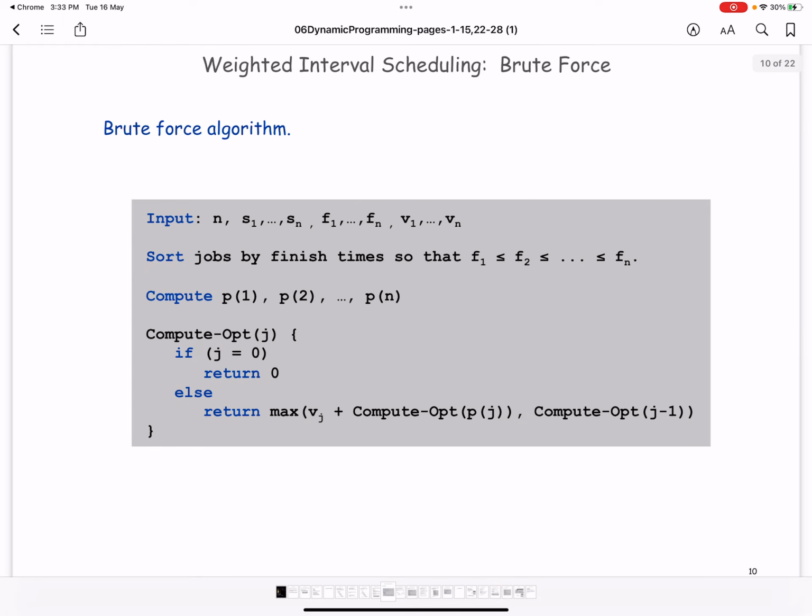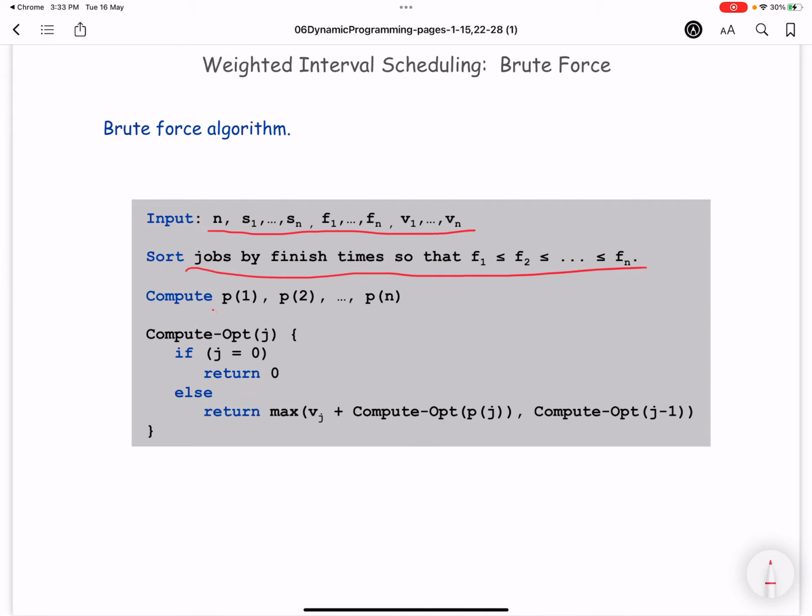So you can just program it like this. The input is the starting and finishing time and the value of each job, and the number of jobs. Then you sort the jobs based on the finishing time, and then you compute B1 to Bn, and then you use some recursive formula to compute opt j, but this will take exponential time, because imagine you want to compute opt 8.